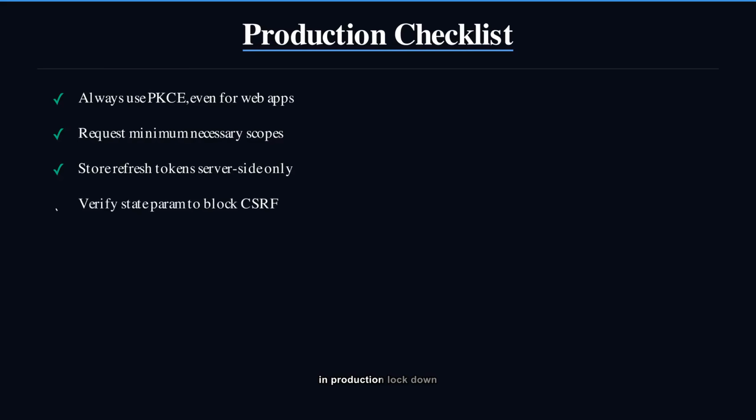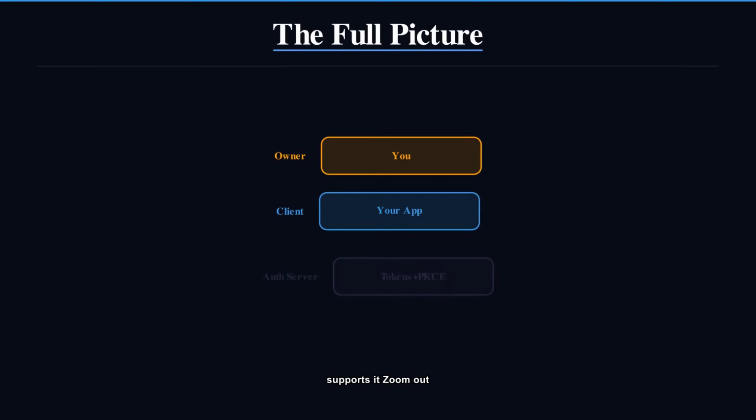Before you ship OAuth in production, lock down 5 things. Always use PKCE, even for web apps. Request minimum scopes. Store refresh tokens server-side only. Verify the state parameter to block CSRF. And rotate refresh tokens whenever your provider supports it.